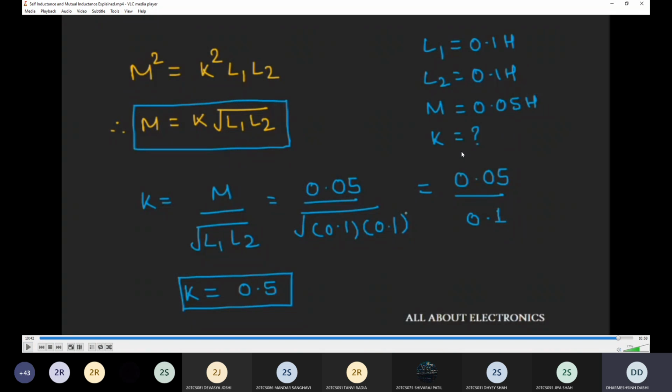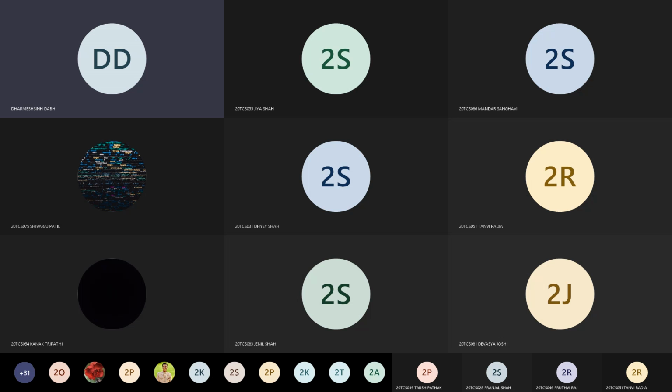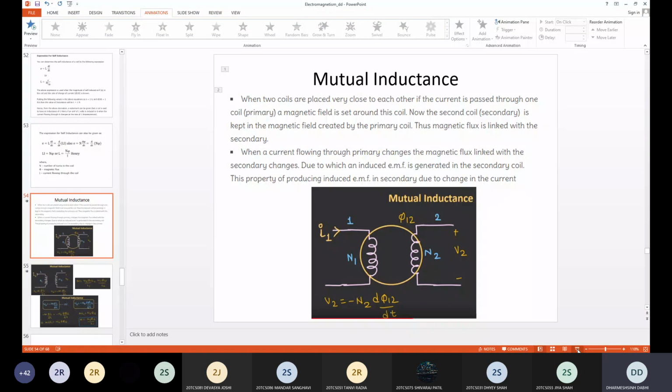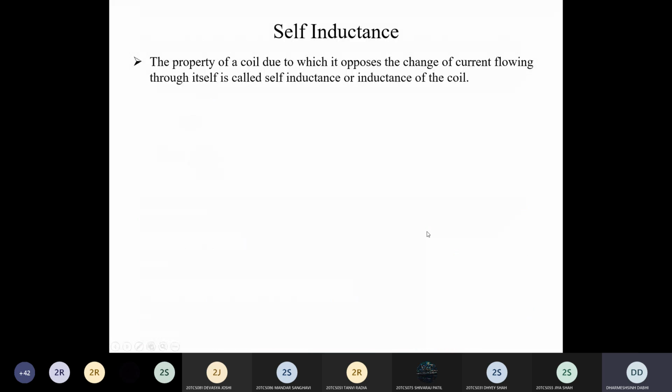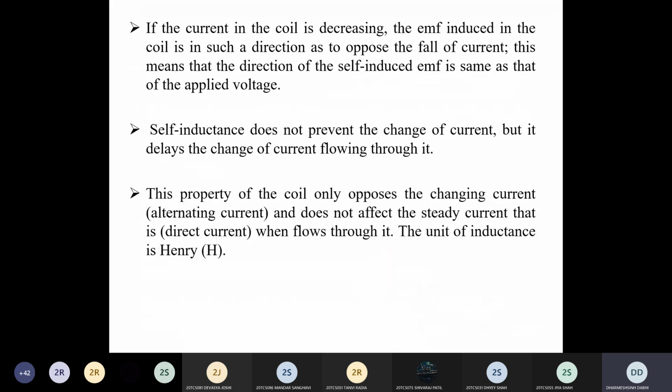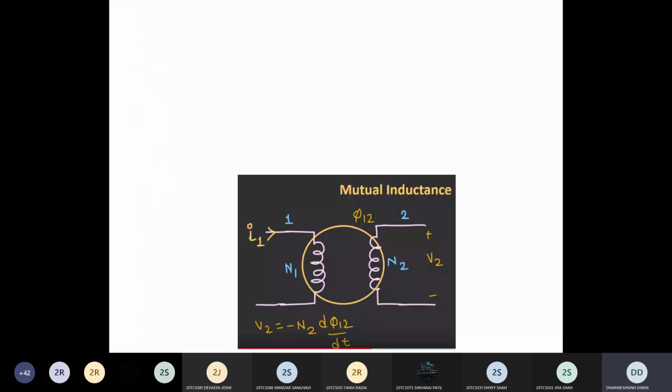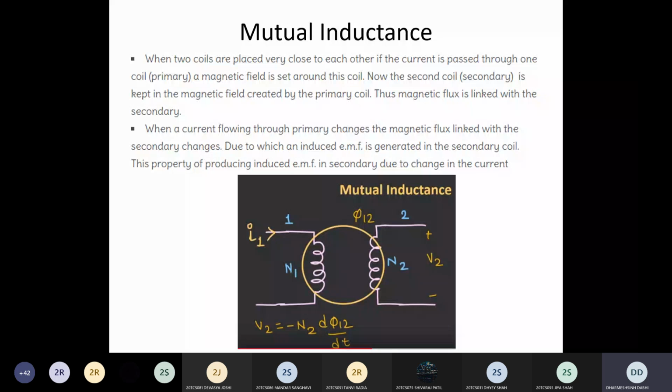So I think all of you understand this self-inductance, mutual inductance, and coefficient of coupling. All of you clear this point? All of you clear this idea? Yes or no? Yes, sir. Yes, sir. So all of you have written this equation or not? Yes, sir. Okay.